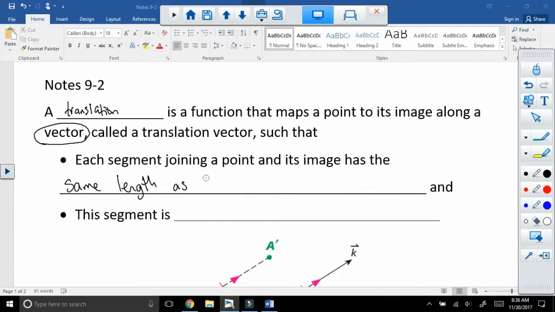as the vector, and the segment is parallel to the vector.